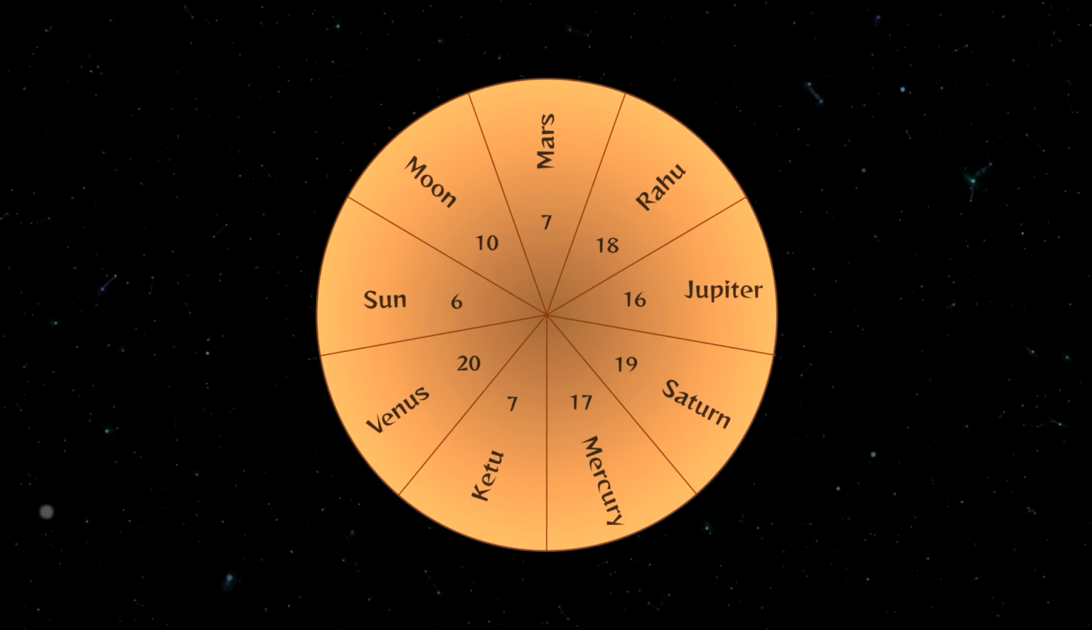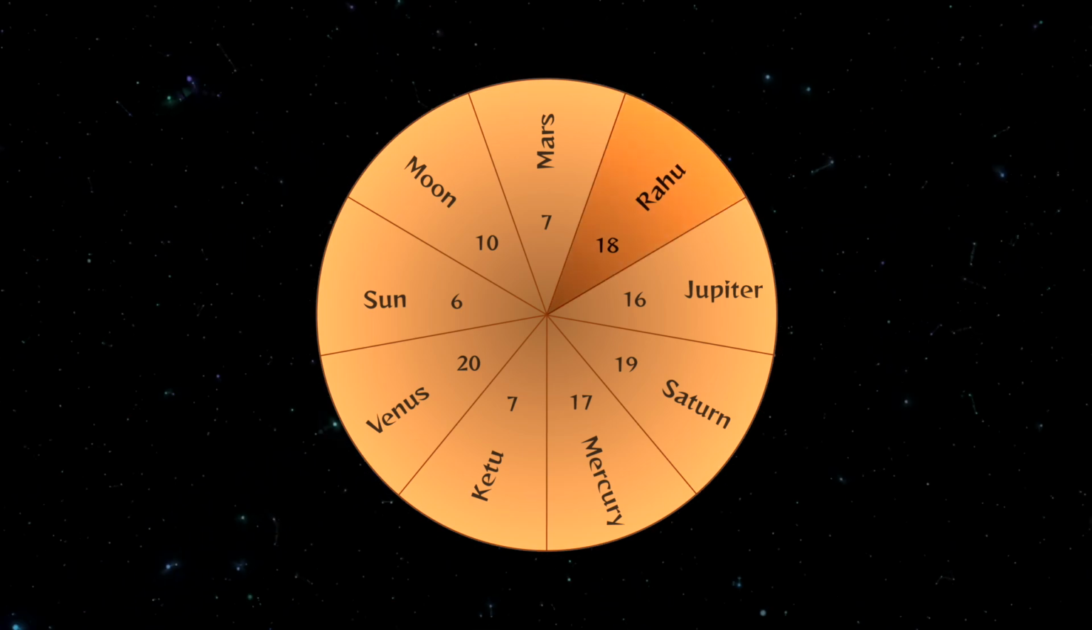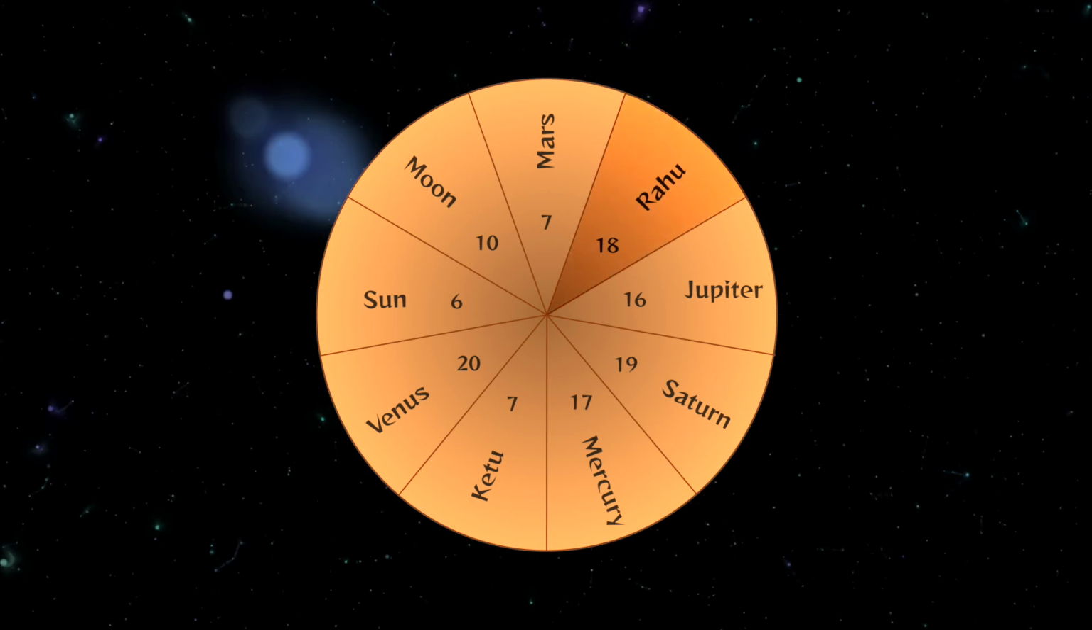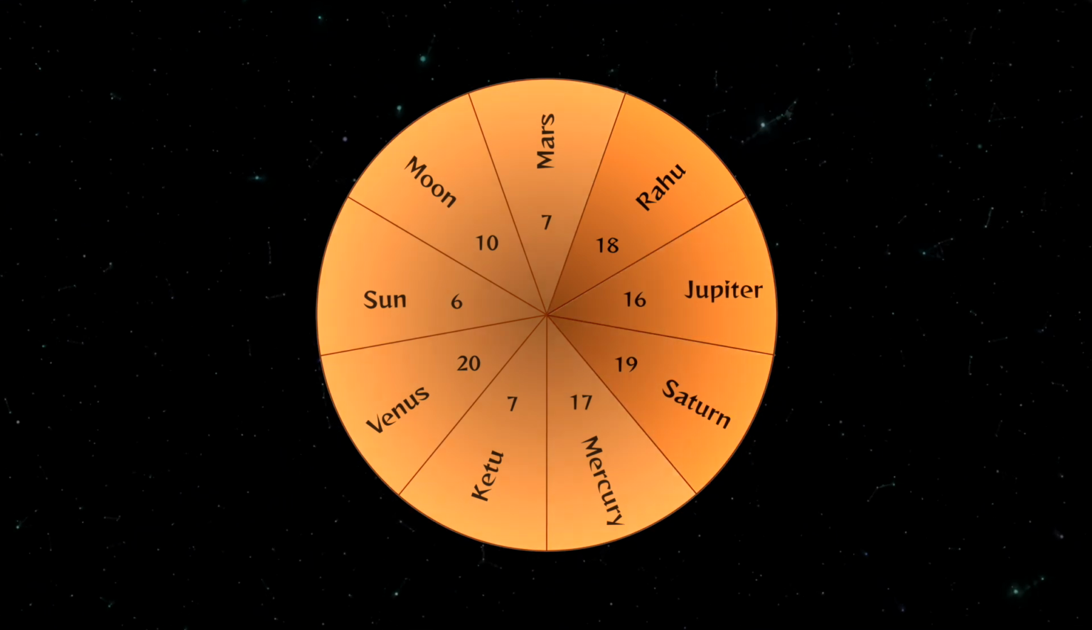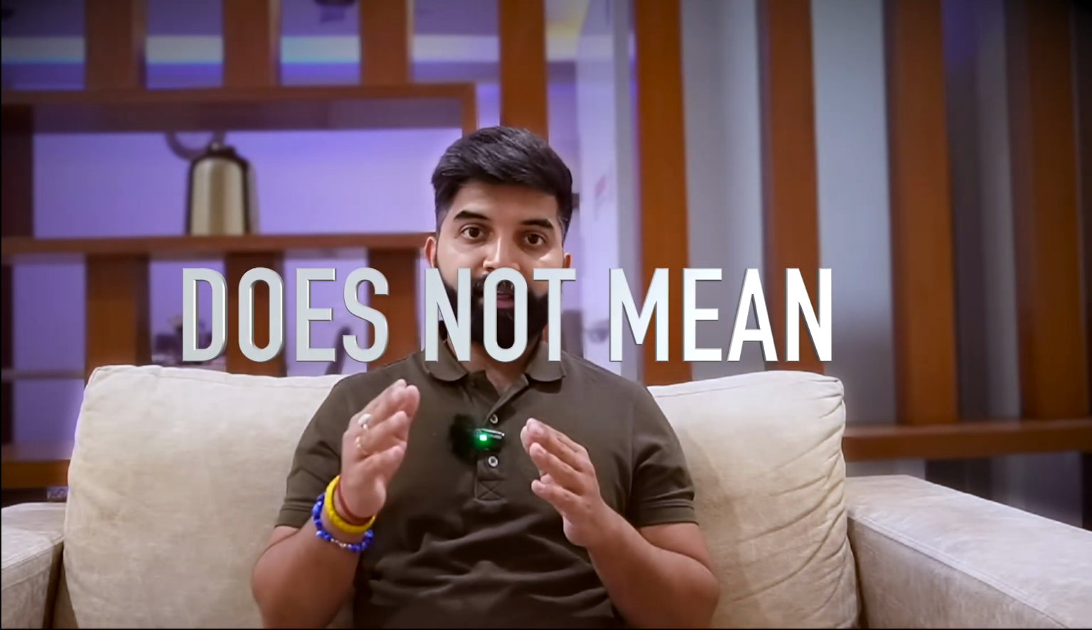Let's say for example you were born during Rahu dasha. If Rahu was the first dasha of your life, the second will be Jupiter, then you will have Saturn and so on. And it is only during these dashas that your planets are activated. You all have 9 planets sitting in your chart, but it does not mean that all 9 planets are activated at the same time. Your planets get activated during their own dashas.